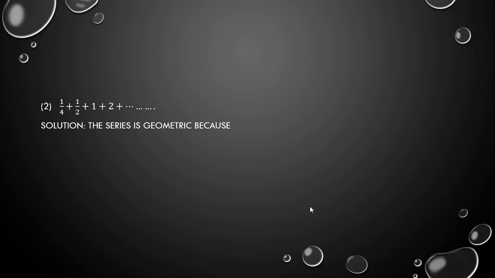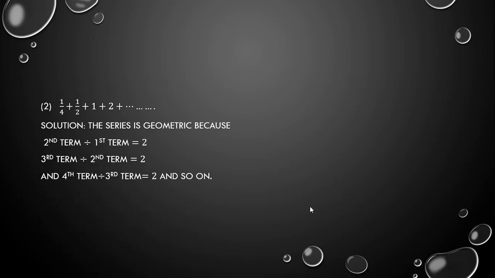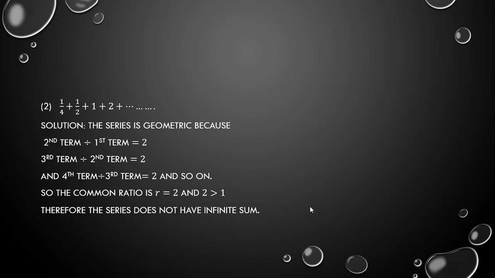Now for the second one, you will get the series as a geometric series, because the second term by first term will give us 2, the third term by second term will give us 2, the fourth term by third term will give us 2, and so on. So this has a constant ratio, a common ratio, and this is a geometric series. But the common ratio is r equal to 2, and 2 is greater than 1, which is not in between 1 and minus 1. So we can say that the series does not have an infinite sum.